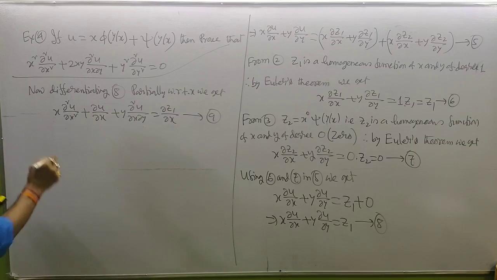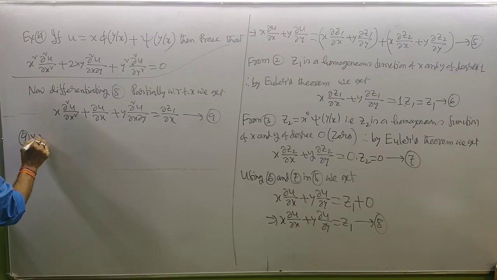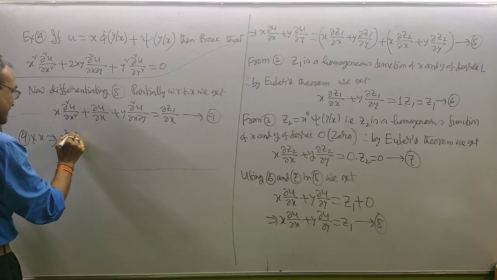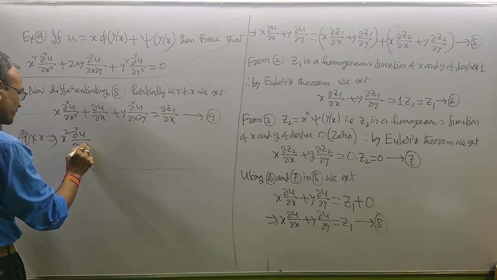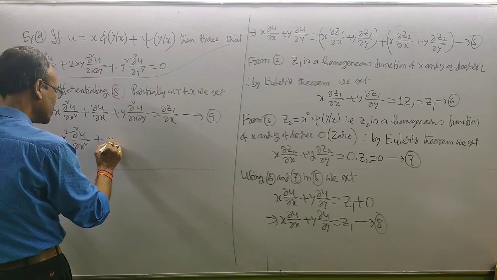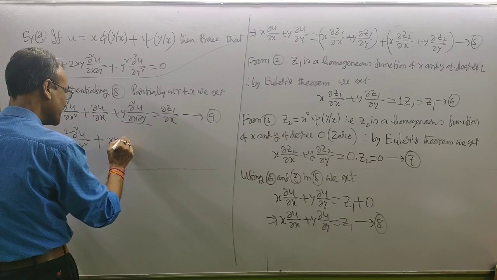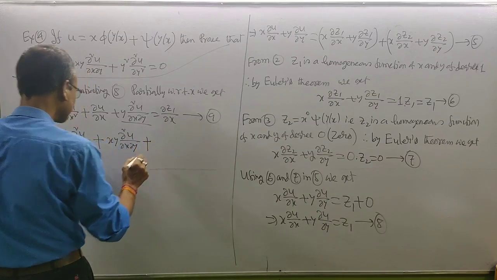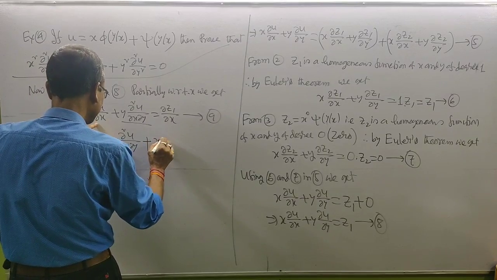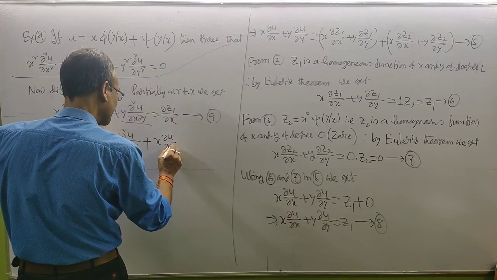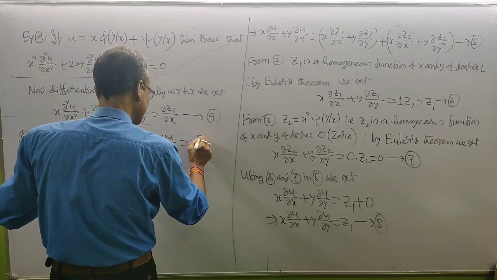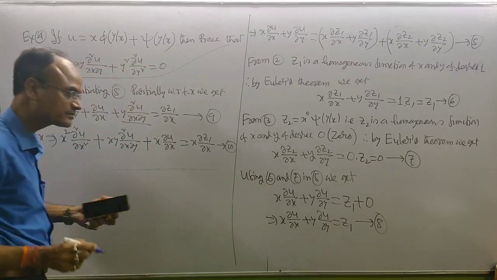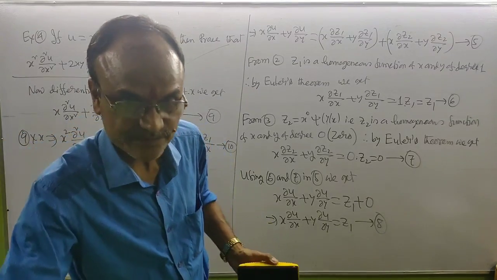Multiply 9 by x. We get x² ∂²u/∂x² + xy ∂²u/∂x∂y + x ∂u/∂x = x ∂z1/∂x. Suppose this is number 10.